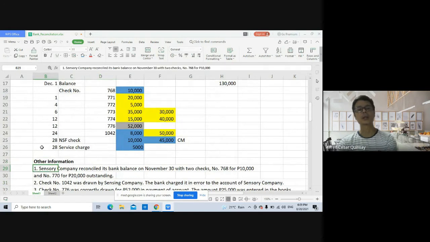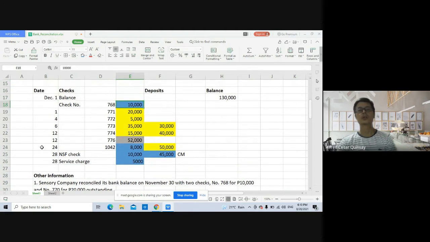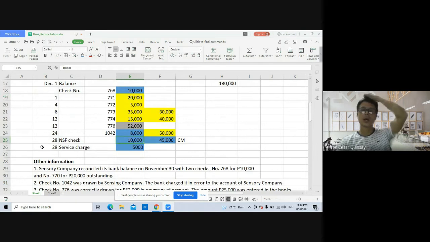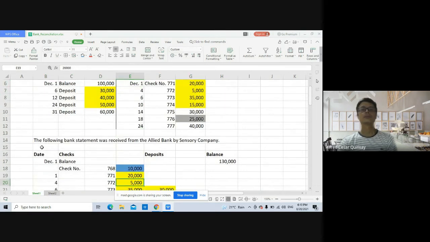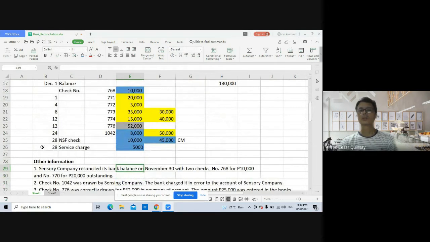read the other information. It says here, Century Company reconciled its bank balance on November 30 with two checks, number 768 for 10,000 and number 770 for 20,000. As we can see here, that's the 10,000. This was a November 30 check, but the bank only acknowledged it in December. So this was an outstanding check. Now, check number 770 of 20,000, what's outstanding as well.